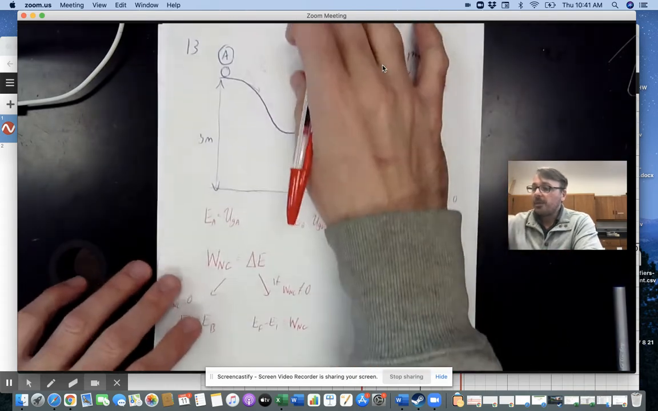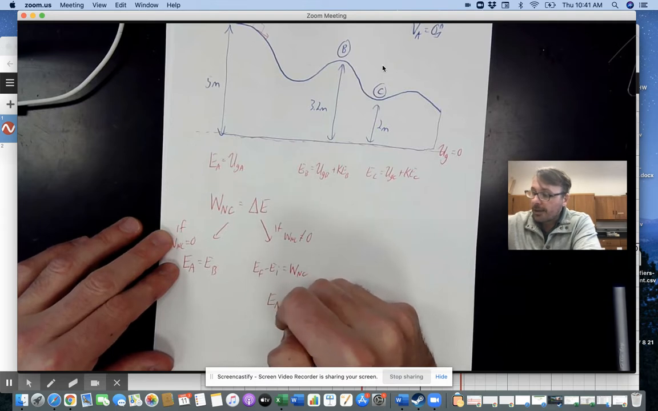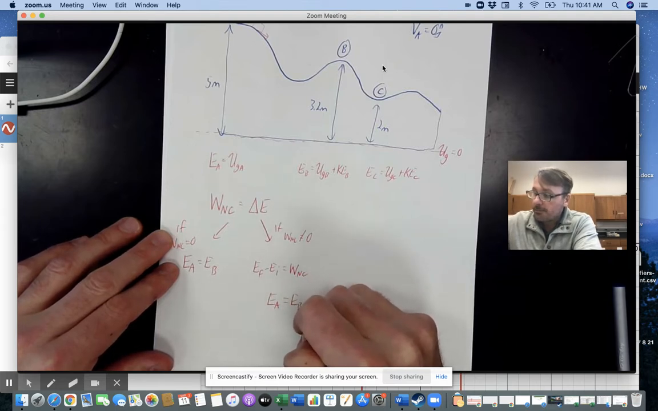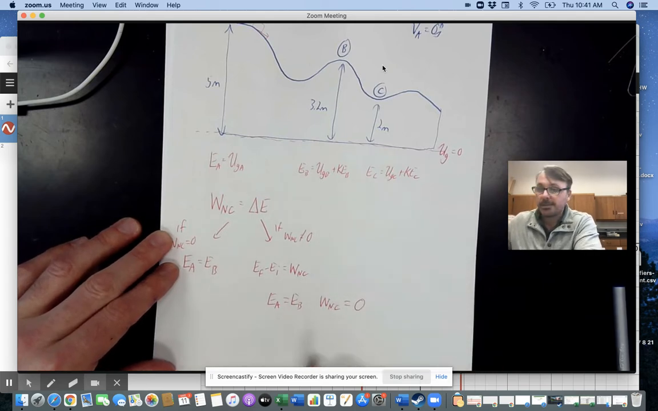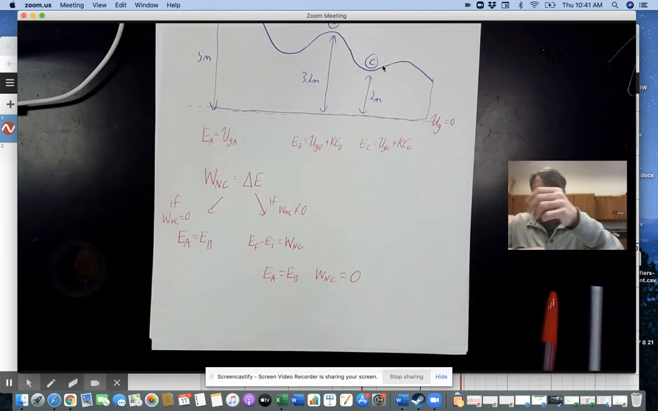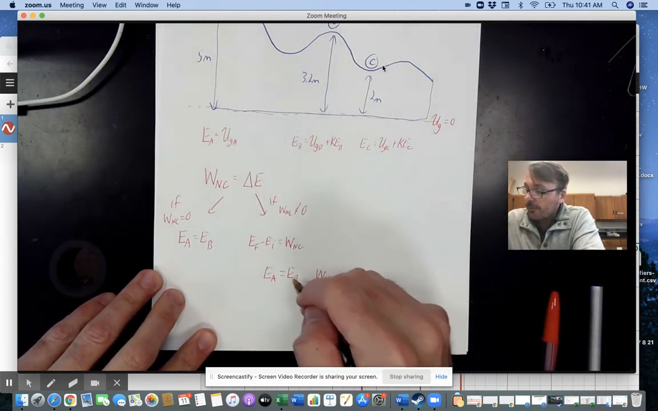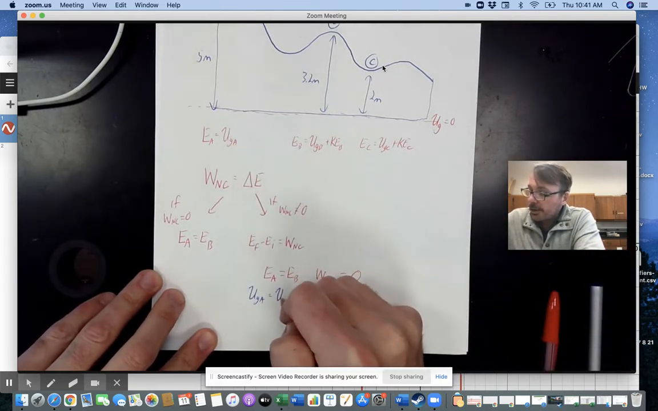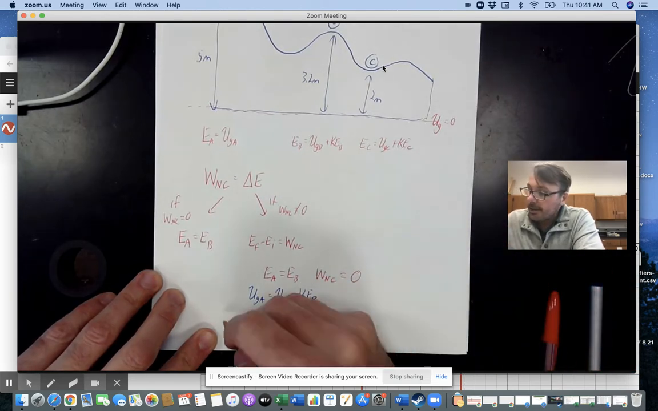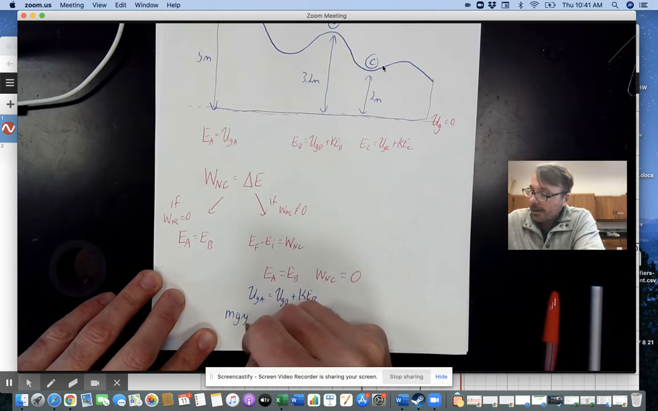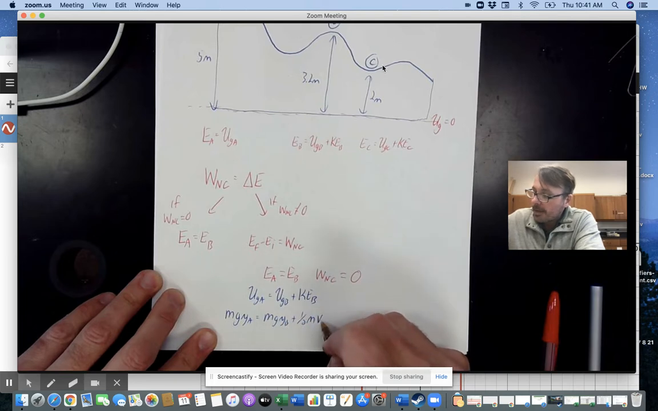Therefore, finding the speed at position B is relatively simple in this problem. I can say the total energy at A is equal to the total energy at B because the work done by non-conservative forces between those 2 points is zero. That's my premise. And so what do I do from there? I can say that the potential energy at A is equal to the potential energy at B plus the kinetic energy at B. And now I can just plug in, because I know this is mgy_A is equal to mgy_B plus 1/2 m v_B squared.